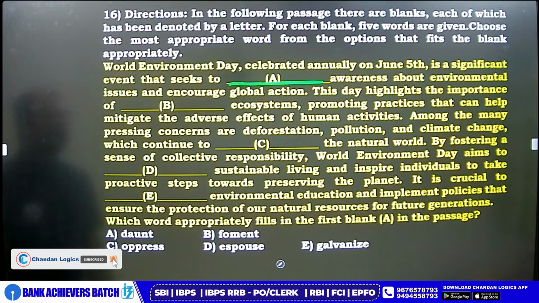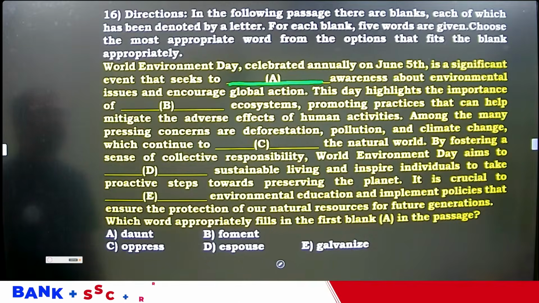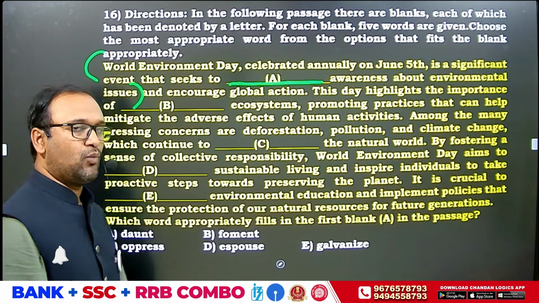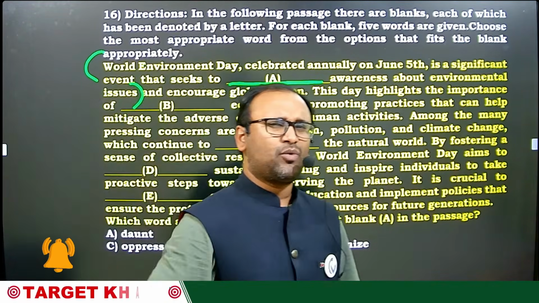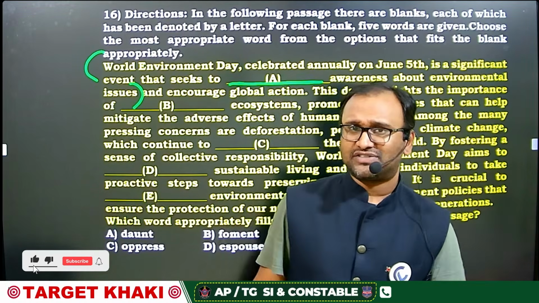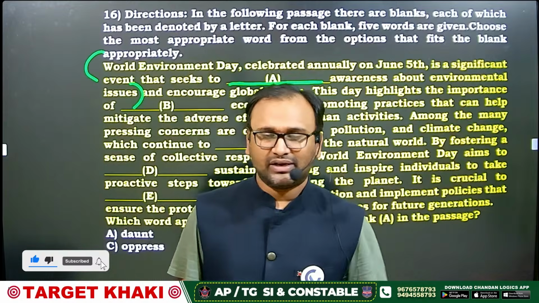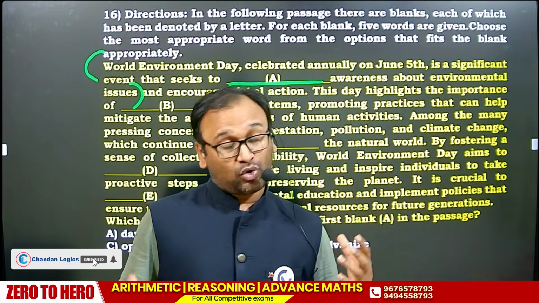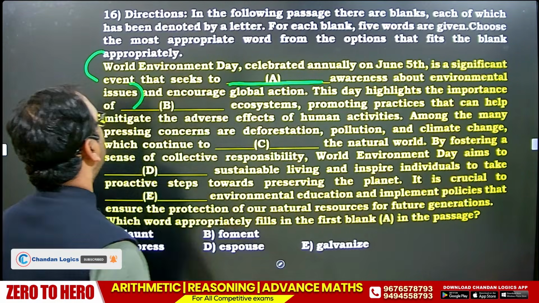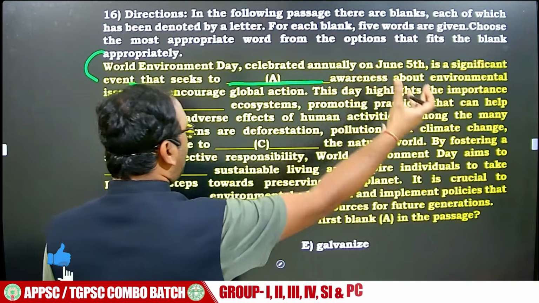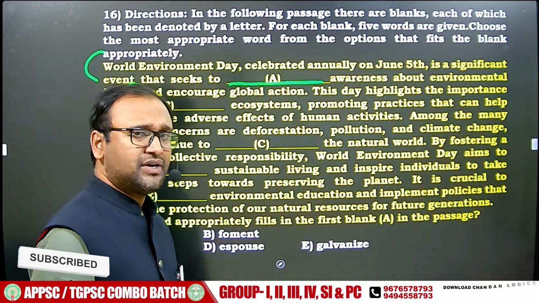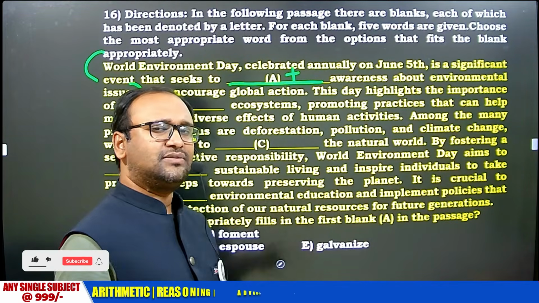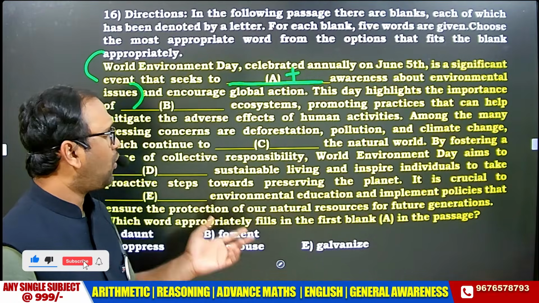World Environment Day, June 5th, is a significant event that seeks to dash awareness about environmental issues. So every year on June 5th we have World Environment Day, right? Forget about taking photographs and posting them on social media. In general, every year on June 5th, what do you do? What does the government do? We try to dash awareness about the environment. So is it a positive word or a negative word? Positive word. Don't look at the options, just see the sentence. So what can come there?